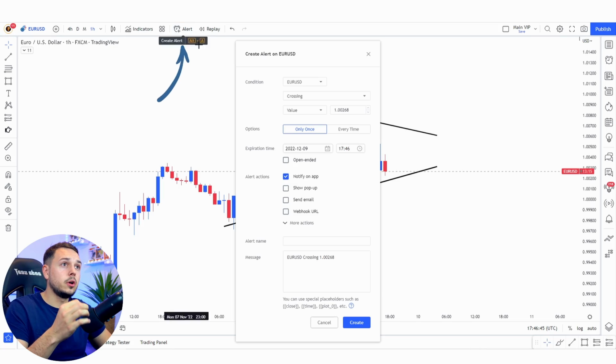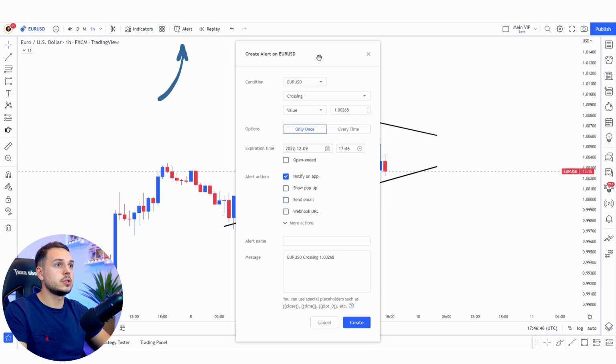Okay, so some people ask me, well, sometimes I can't wait for a breakout to happen. And that's a valid point. We all have a life, we all work, we all do something in our lives, right? So that's where the TradingView alert system is great. So if you just go to TradingView alert, just over here.